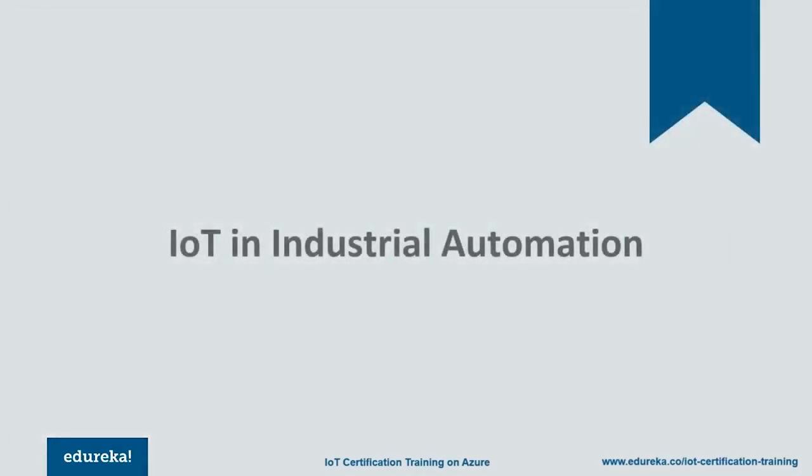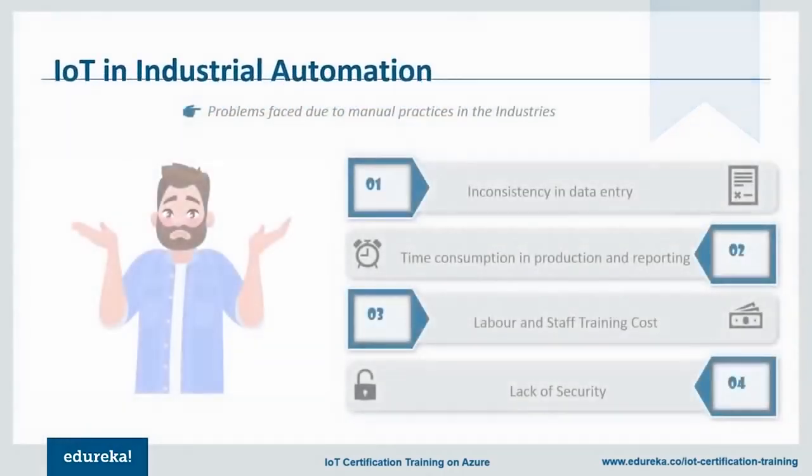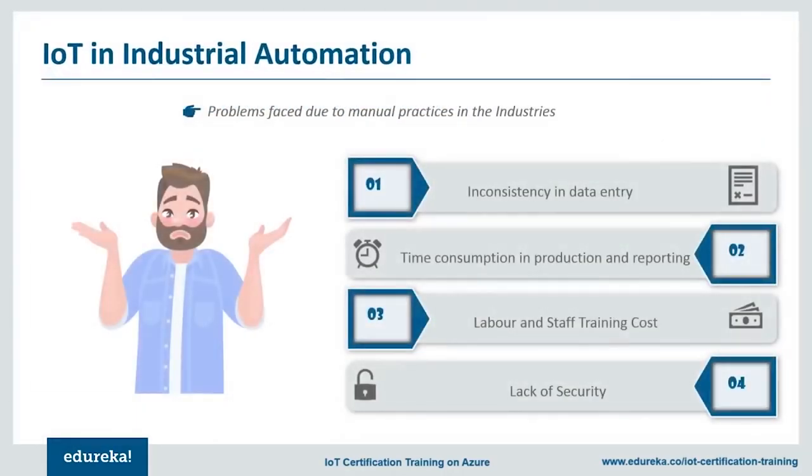So next we have another domain where IoT could prove to be a game changer. This is one of those fields where both faster developments as well as the quality of products are the critical factors for a higher return on investment. I'm talking about the industrial automation sector. But there are still a few problems that need to be addressed in this sector.